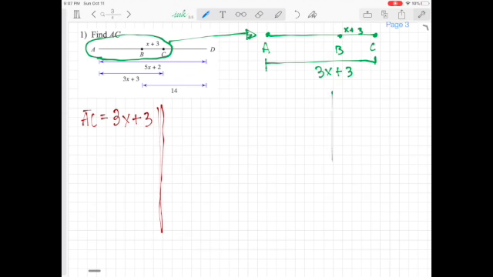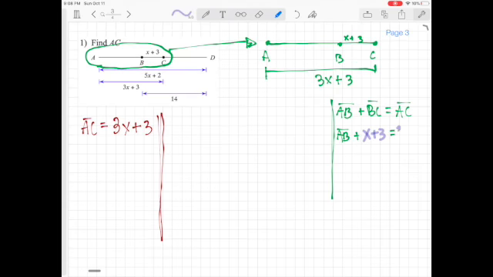So for me, what I can do is we can put a model together. I could say, well, AB, that's this one here, plus BC equals AC. And AB we don't know, but we do know BC. BC is x plus 3. We know AC is 3x plus 3. So what I'm going to do now, let's get AB by itself. We want to figure out what AB is. We won't be able to know exactly what it is, but we'll get as far as we can go.